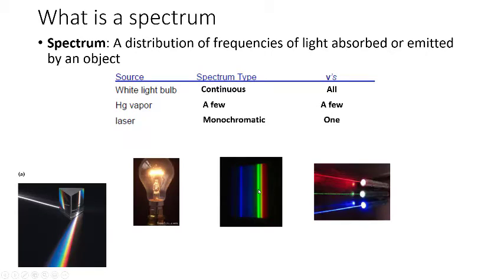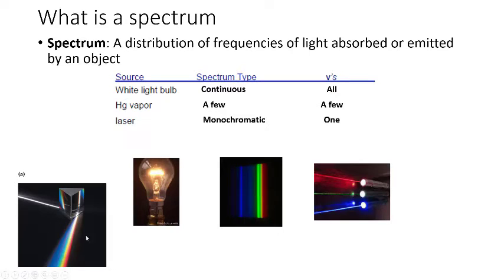This lecture we're going to be covering chapter 2.2 on the line spectra and the Balmer-Rydberg equation. So what is a spectrum? A spectrum is a distribution of frequencies of light absorbed or emitted by an object.